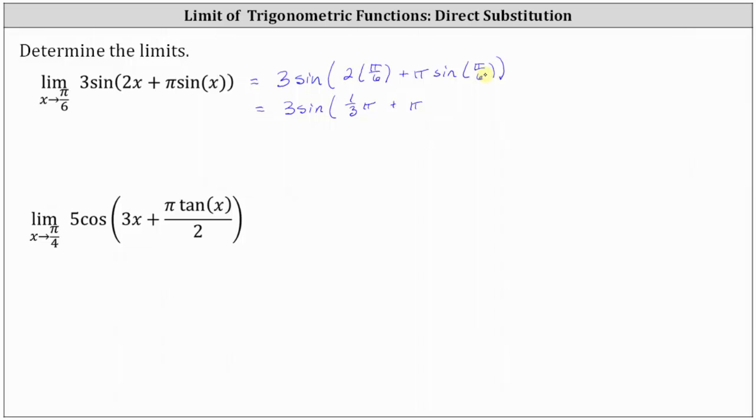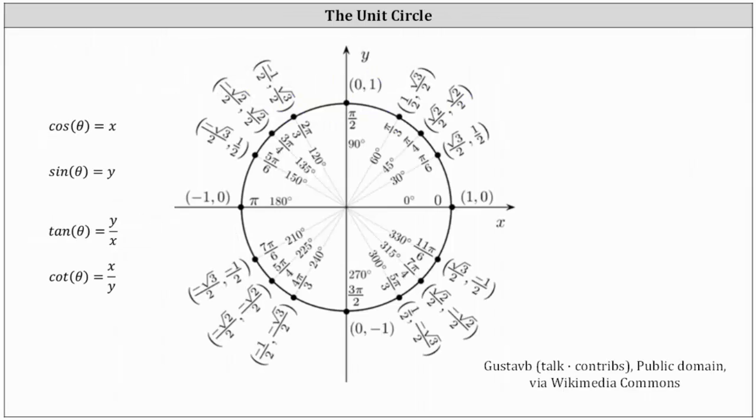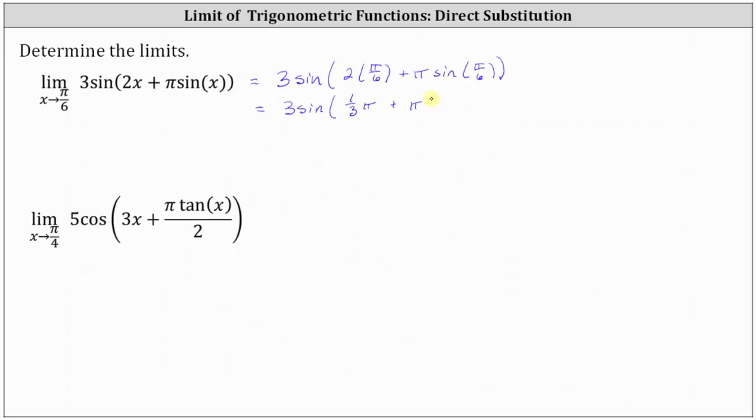We can always check this on the unit circle or reference triangle. Looking at the unit circle, remember y is equal to sine theta. The terminal side of pi over 6 radians in standard position intersects the unit circle at this point. We'll notice how the y coordinate is 1/2. Sine pi over 6 is equal to 1/2. This gives us pi times 1/2.